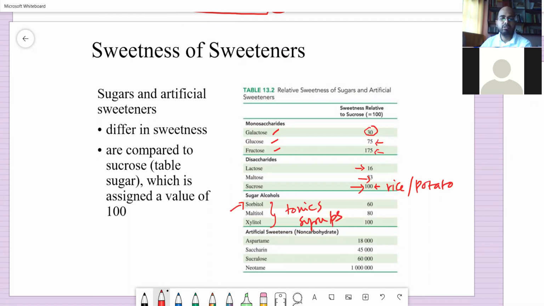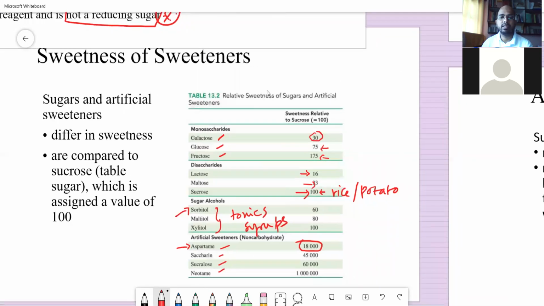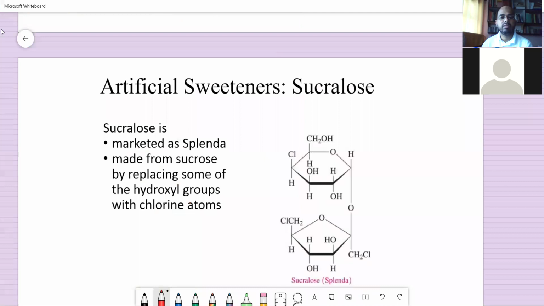Okay. So artificial sweeteners like aspartame, saccharin, sucralose are very much added in food products such as Lay's chips, Kurkure and all those things, aspartame. And that is why it is not advisable. You see this value, 18,000. It's a very huge value. Okay. So different ingredients are compared to sucrose. You can just have an idea how it goes inside the body and reacts.